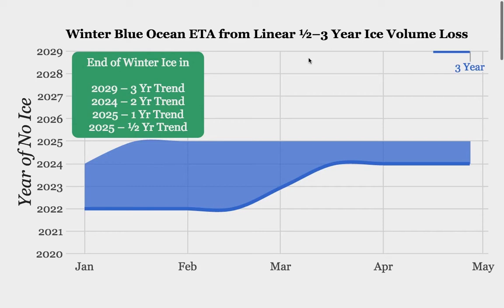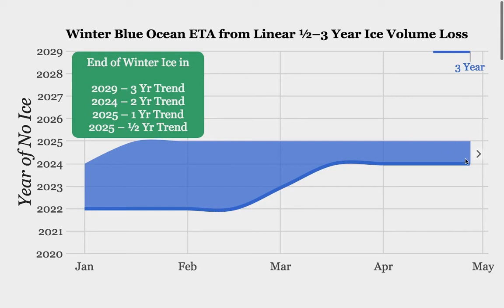So the new thing here is that the 3-year trend has come down into this 2020s decade plot. So from about mid-April, you can see the 3-year trend is also inside this plot, and it's suggesting 2029 as the year we will lose all ice all year.